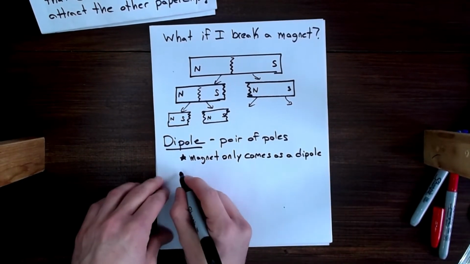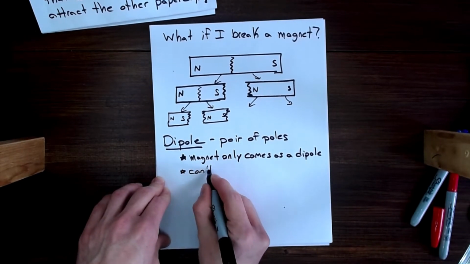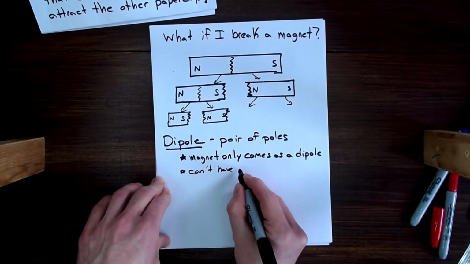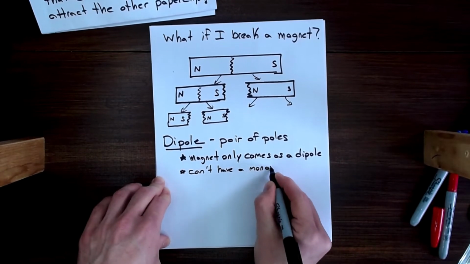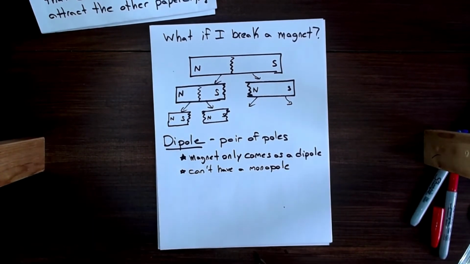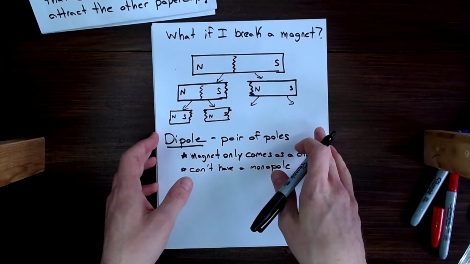I can't have a monopole. I can't break that electron into two things. It's not possible.